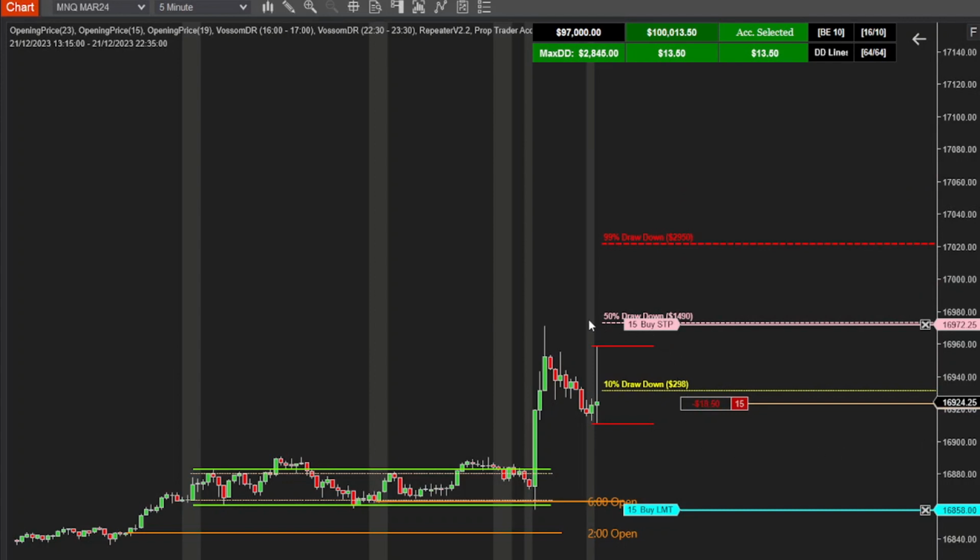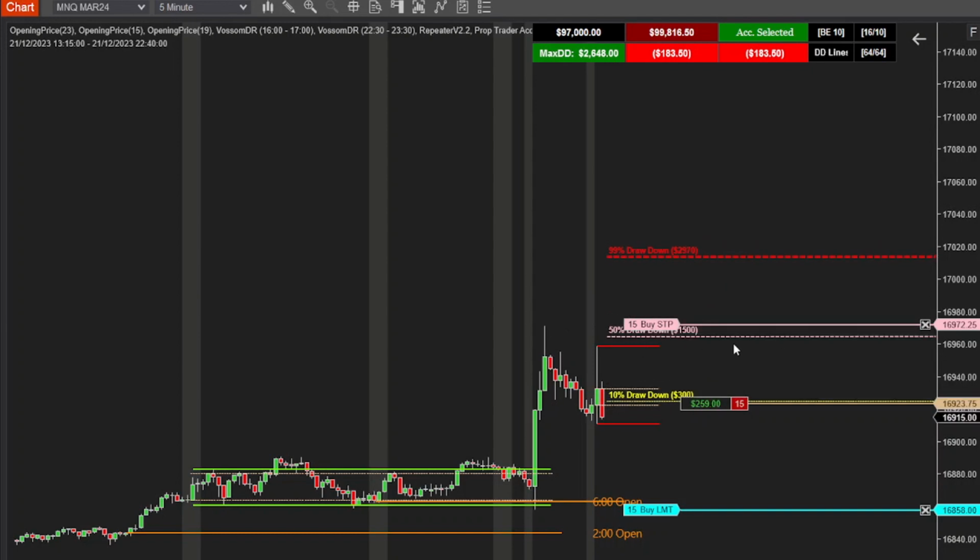Now my drawdown is where the 50% mark is, and this will be where I might be panicking if the price goes up and reaches over here, but I will assess the overall position based on the current drawdown and the price structure at this time.